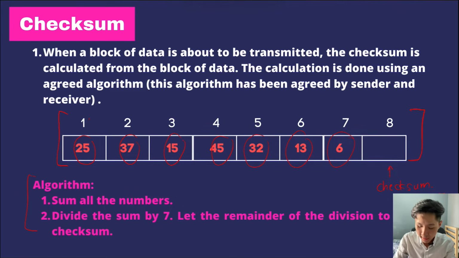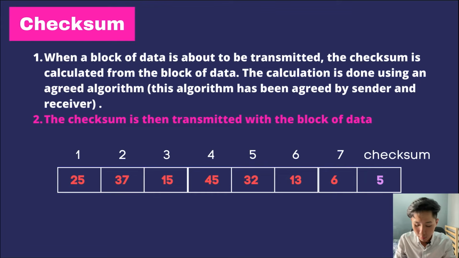So let's try to do this. If I were to sum all these numbers up, I will have the value of 173. And when I divide this number by 7, I will have 24 with a remainder of 5. According to this algorithm, we should take the remainder to be our checksum value. So our checksum value here is equal to 5. And then the checksum value is transmitted with the block of data. So it means this value 5 will be transmitted alongside all the other data.